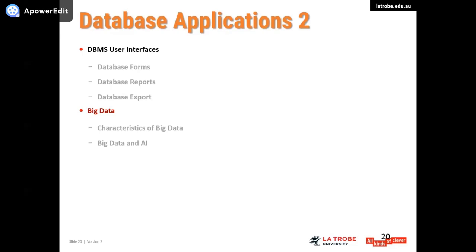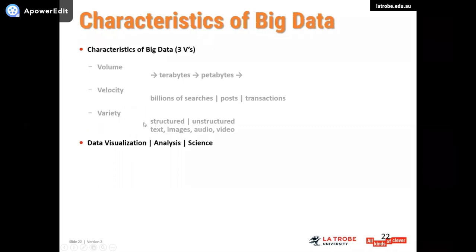So first, let's start with the characteristics of big data. Big data can be recognized in three ways: volume, velocity, and variety. Volume is very easy to understand, so big data should be very big. But how big does it have to be for us to consider it big data? It should be like terabytes or petabytes or even more.